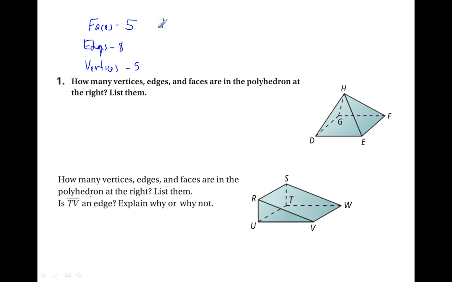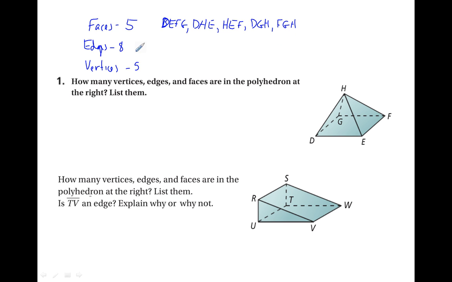Now if we go to list them, if I list the faces, I have the bottom, which is the figure D, E, F, G. And then I have triangle D, H, E. I have triangle H, E, F, that would be the right side. If we go to the left side, we have triangle D, G, H. Then if we go to the back, we have triangle F, G, H.